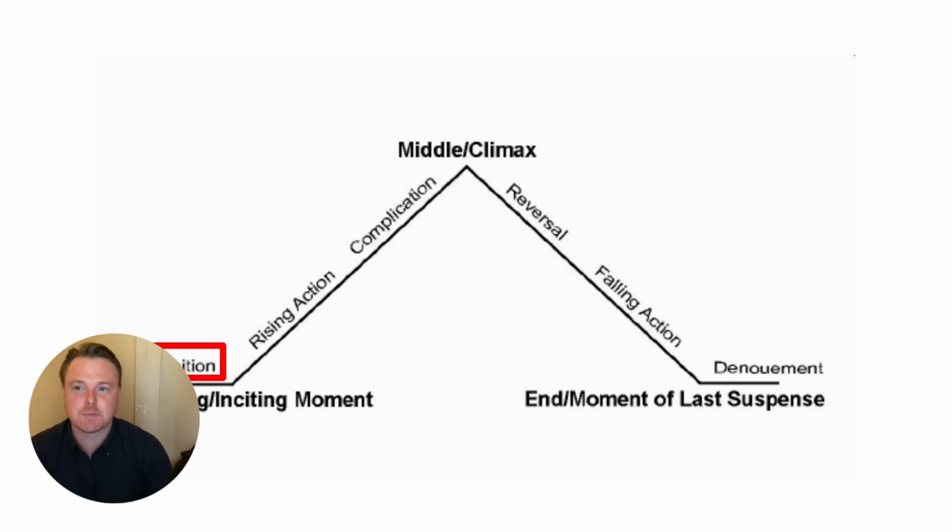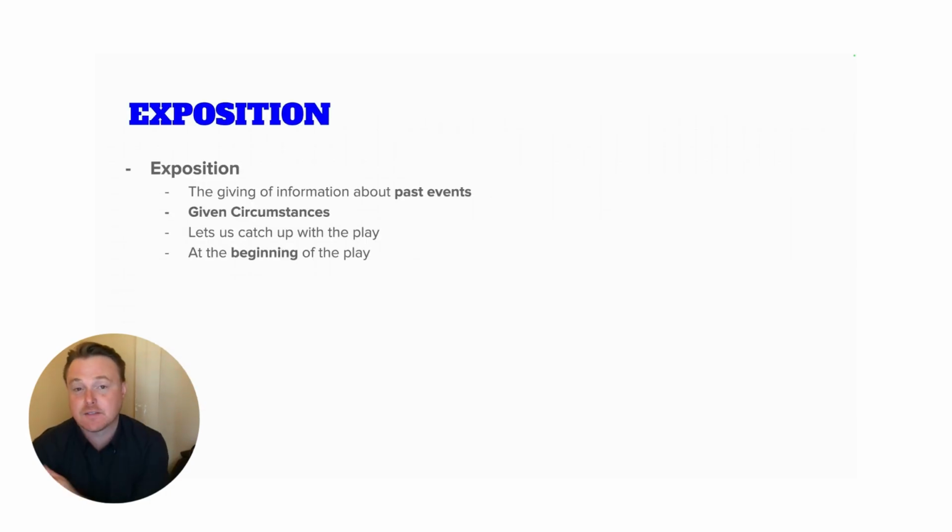So we have our exposition, which is the beginning, the giving of information about past events. Now, you read a play, and what you see there is what we just talked about, the preliminary work. So you know a lot about set, you know about the characters. Now, remember that when somebody's watching a play, that isn't given to them necessarily. So there's a lot of exposition at the beginning of plays telling us what's happened in the past. Given circumstances, past events, catch up with the play, right? These don't exist in a vacuum. There's a life for all these characters before the play starts. So the play starts with a lot of catching up.